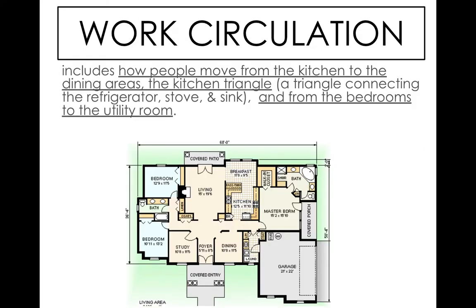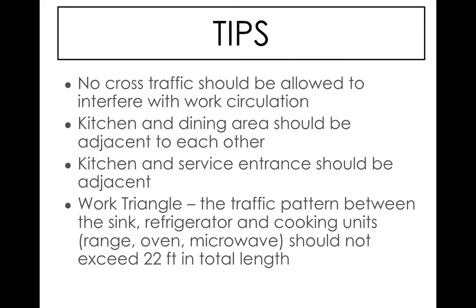We also have work circulation. So this includes how people move from the kitchen to the dining areas, the kitchen triangle. So remember that the kitchen triangle is a triangle that connects the refrigerator, the stove, and the sink, and also from the bedrooms to the utility room. So just some tips for general traffic flow: no cross traffic should be allowed to interfere with the work circulation. So kitchen and dining areas should be adjacent to each other. You wouldn't want to have your kitchen on the completely opposite side of your house from your dining room, since typically you would be carrying food in from the kitchen into the dining room.